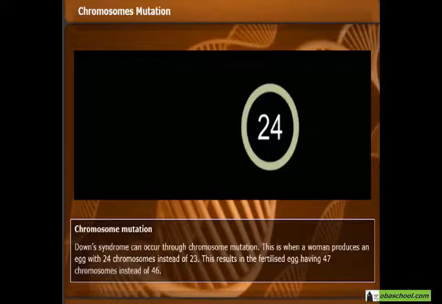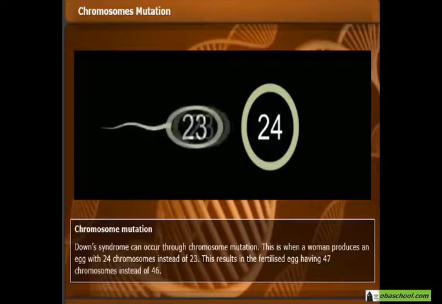Chromosome mutation. Down syndrome can occur through chromosome mutation. This is when a woman produces an egg with 24 chromosomes instead of 23. This results in the fertilized egg having 47 chromosomes instead of 46.